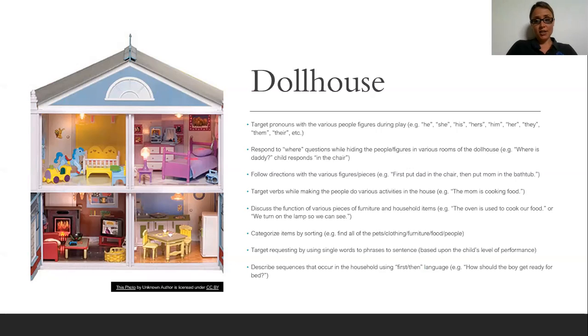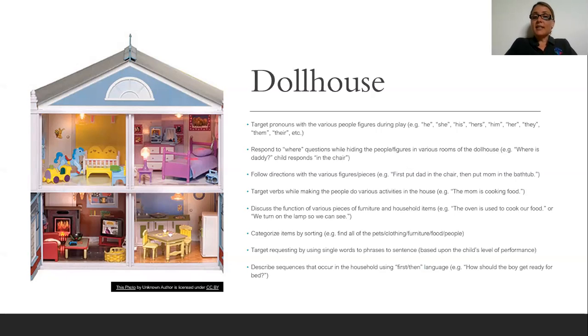You can follow directions with the different pieces to the dollhouse. So like first put the dad in the chair, then put the mom in the bathtub. So they have to listen for the locations that you tell them. So those are the more complex multi-step directions. You can target verbs and actions while making the people do different things in the house. Like the mom is cooking food, the dad is watching television, the baby is playing, so they can get that exposure to those ing verbs.